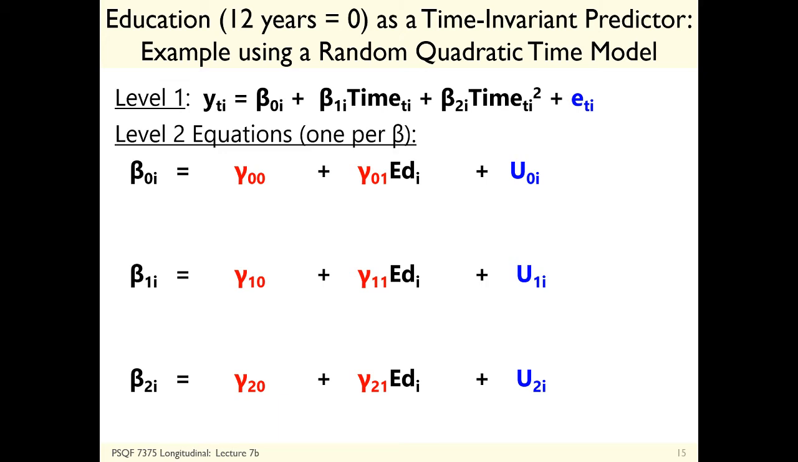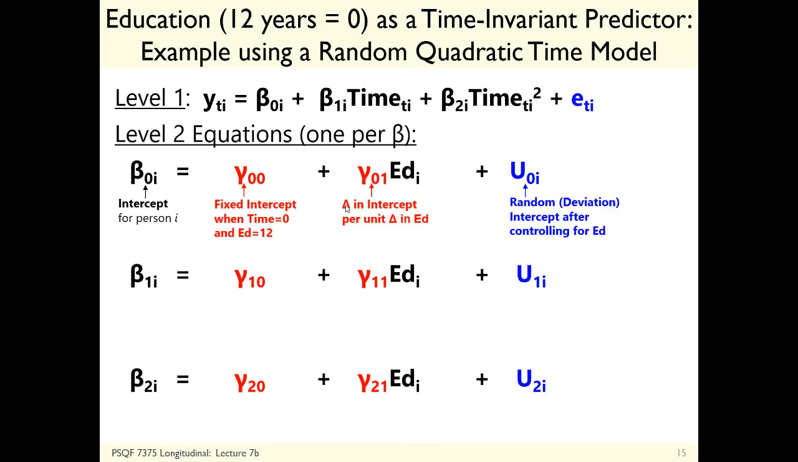So if we do the first one, my computer is seriously lagging today. The deal is, each person gets their own intercept according to this model. Previously, all we had was gamma 0, 0, which was the fixed intercept, and we said that was on average, right? And then U0 is how far off yours is from that.